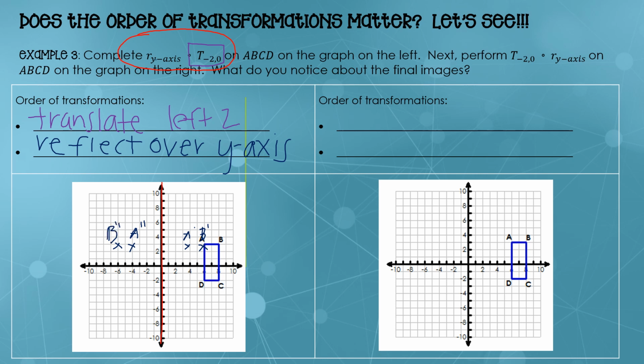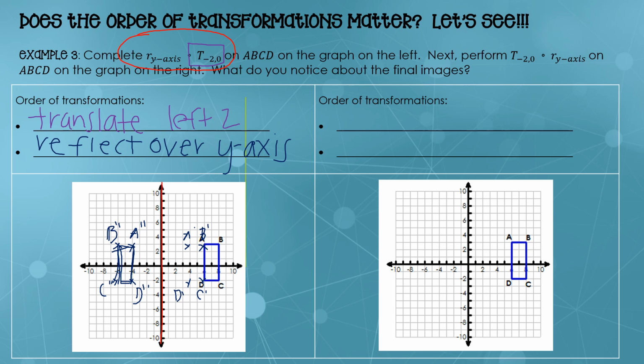For C, count 2 to the left. It falls on top of D. And then it is 6 to the right, so we're going to go 6 to the left. Make sure I get it right underneath it. There's C double prime. And then finally D, move it 2 to the left and then flip it over that y-axis. And it's 4 away, so we'll go right here. Okay. So there is your image after it has been translated left and then reflected over the y-axis.